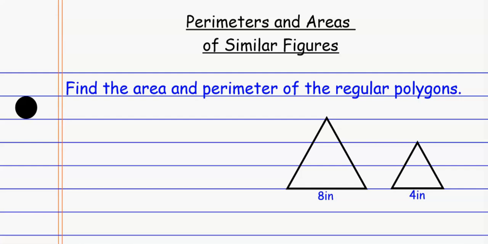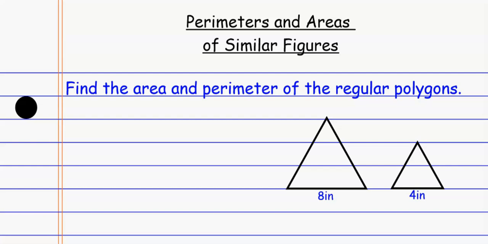Hi there, folks. Today we're looking at perimeters and areas of similar figures. If you recall, similar figures are figures that are the same shape but different sizes. The criteria for similar figures is that the corresponding sides had to be proportional, and the angles all had to be congruent. All right. And so here it says find the area and perimeter of the regular polygons.